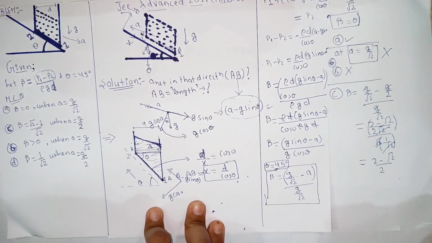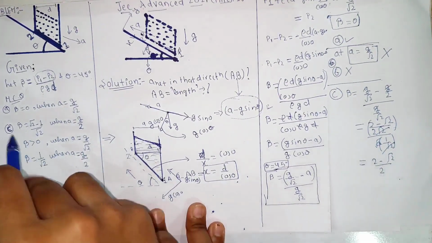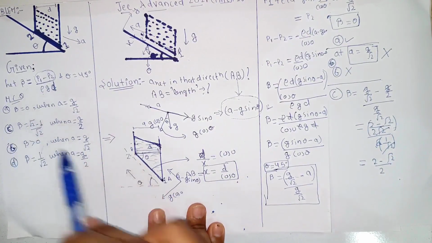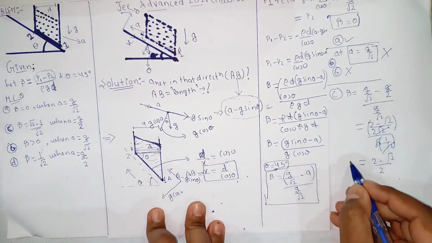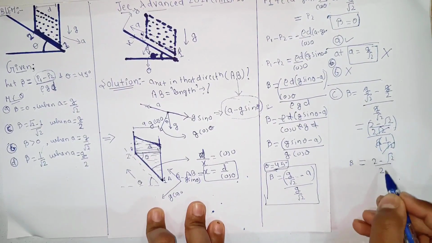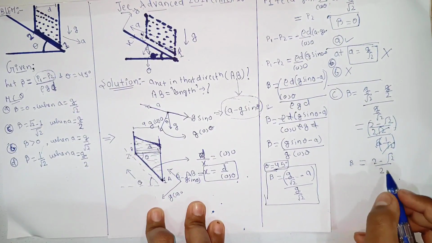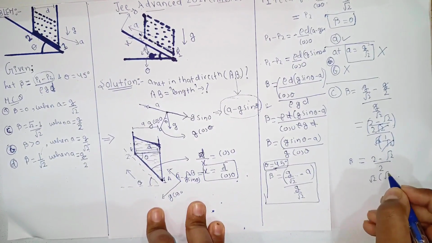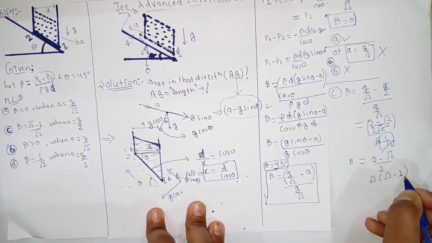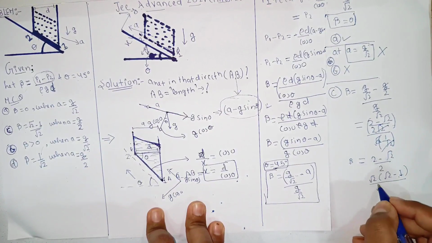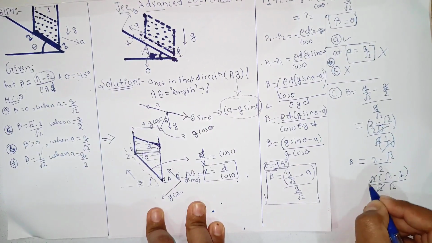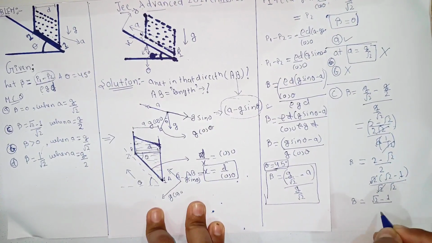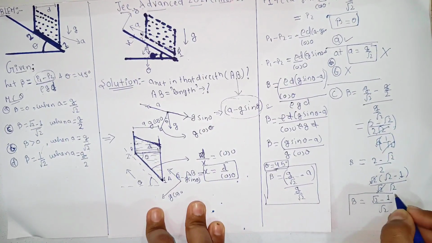But that is not actually matching yet, so let us simplify it further. Let us take root 2 common from up and down. Here root 2 will remain, and here 1 will remain. This 2 can be written as root 2 into root 2. So this root 2 will be cancelled, and we will be getting beta as root 2 minus 1 divided by root 2. This is our beta.